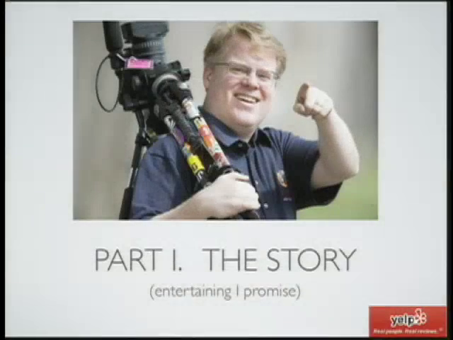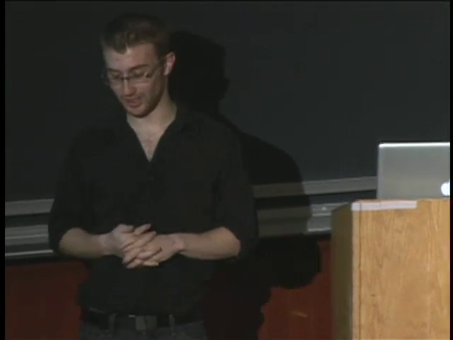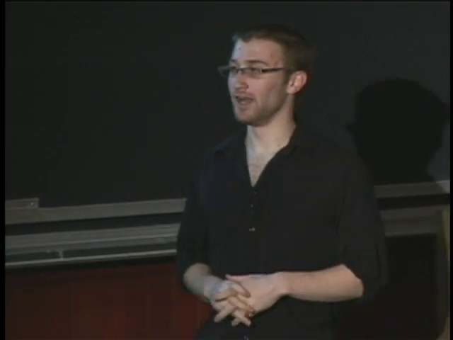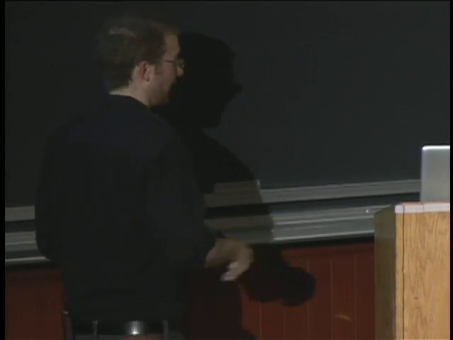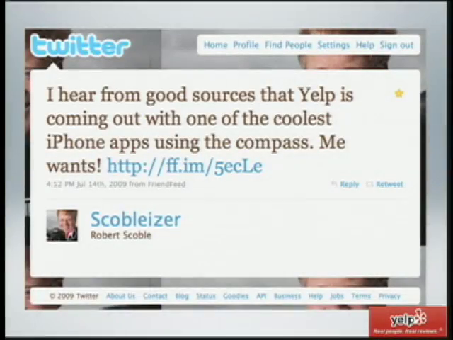So the story. This is the guy who really started the story. I don't think he realized it at the time. This is Robert Scoble. I don't know if you're familiar with him. He's a pretty popular Twitter person, tech blogger, I suppose. The story was that I was working at Yelp as an intern last summer, on the search and data mining team. And on July 14th, he tweeted that I hear from good sources that Yelp is coming out with one of the coolest iPhone apps using the compass, Me Wants.